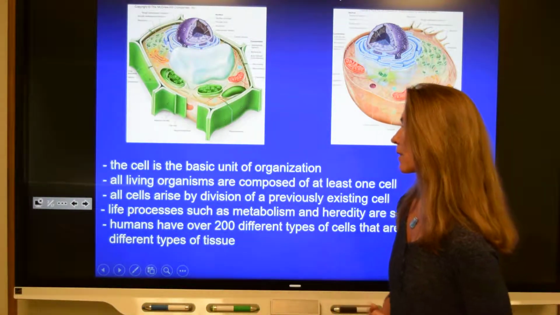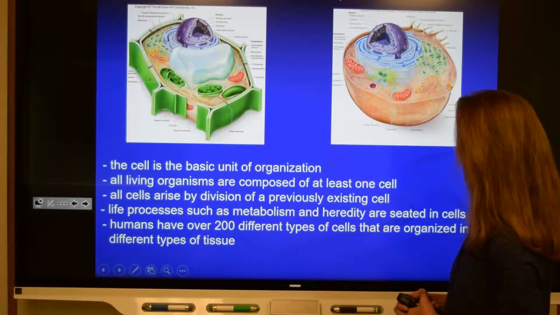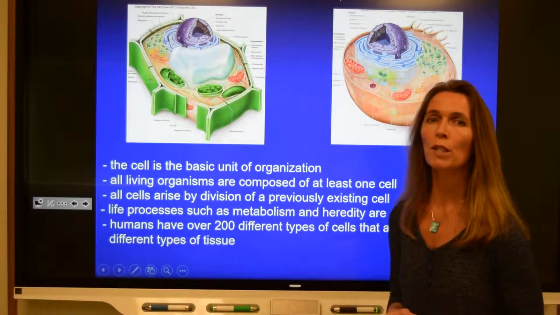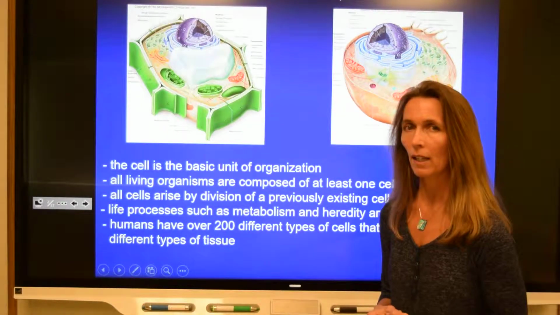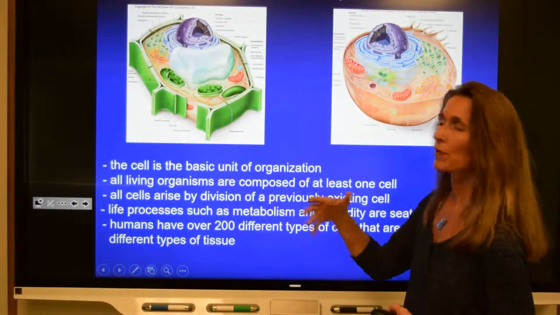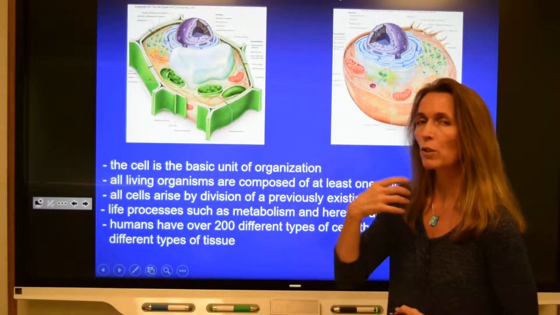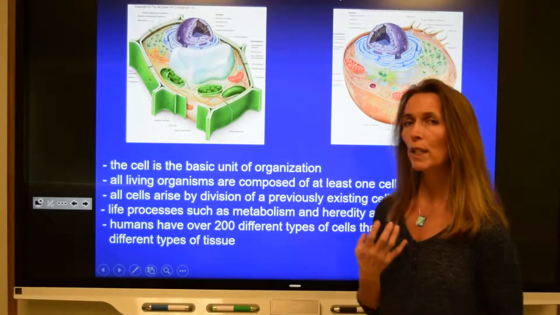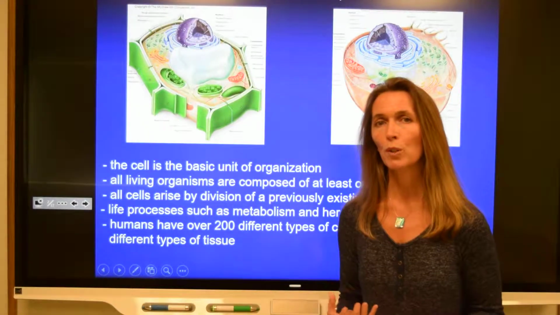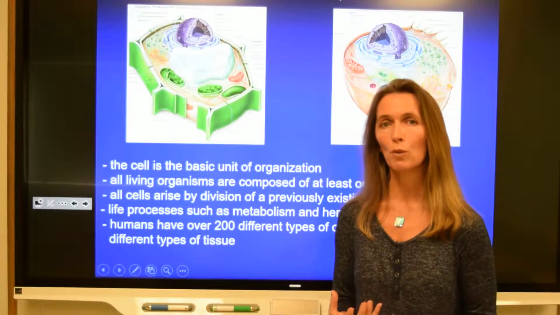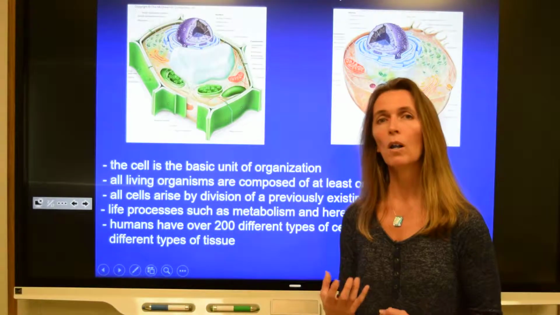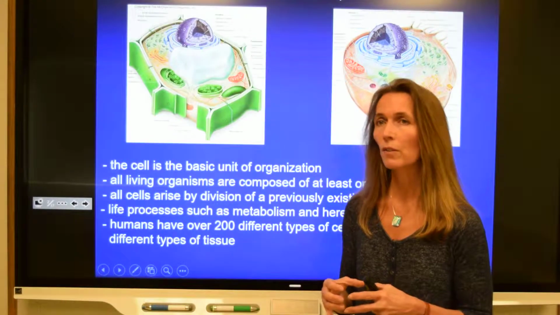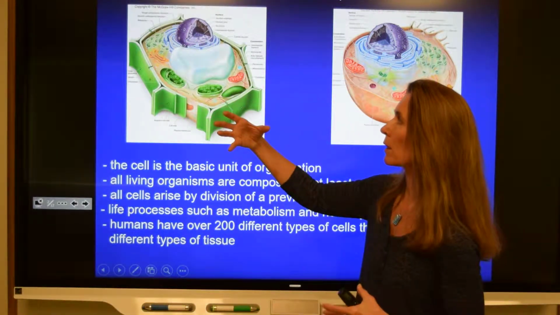Then life processes such as metabolism and heredity are seated within the cells. So all the metabolic machinery that is important to sustain an organism or sustain tissue and the functionality of tissues, and also to create all of those molecules and proteins that are necessary to form this organism and to perform all of those metabolic processes, are seated within those cells. And they are seated depending on what kind of cell it is.